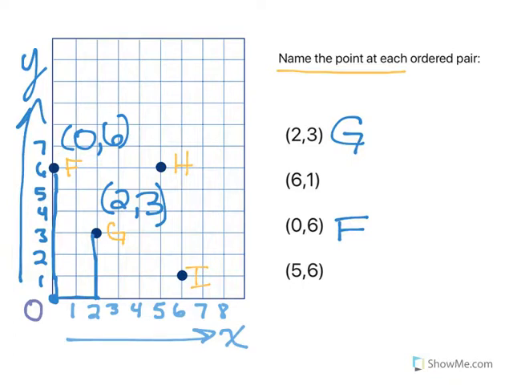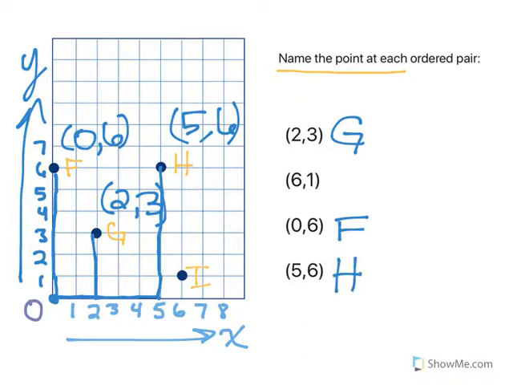All right, let's find the one for H. So we go over 1, 2, 3, 4, 5, which makes our x-coordinate 5, and then we go up 1, 2, 3, 4, 5, 6, making our y-coordinate 6, which means that point H is at the ordered pair 5, 6.